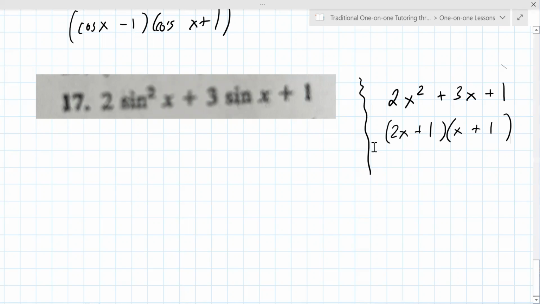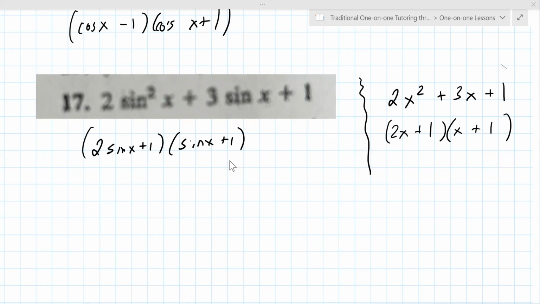Now, if you want to use the x on the right here to work it out and then go back and say, okay, it's really (2 sine x plus 1)(sine x plus 1) because x is really the sine x, you can do that as well. Is that okay? Or, have you seen that before? No, I haven't actually. Okay.